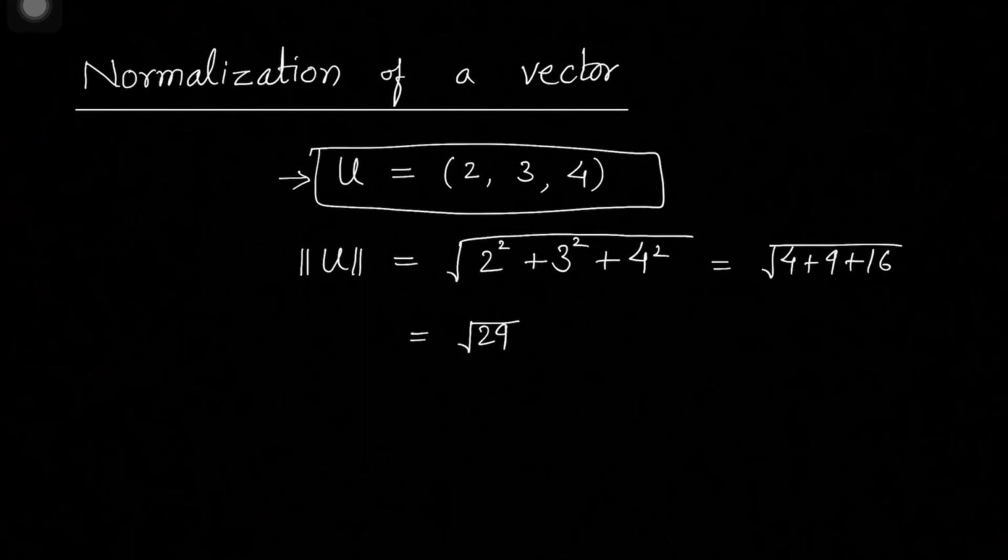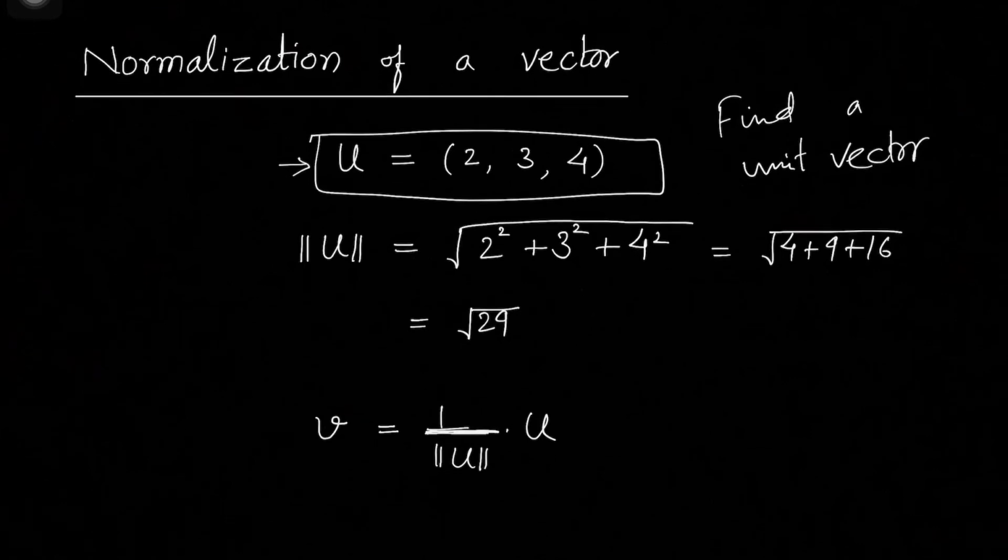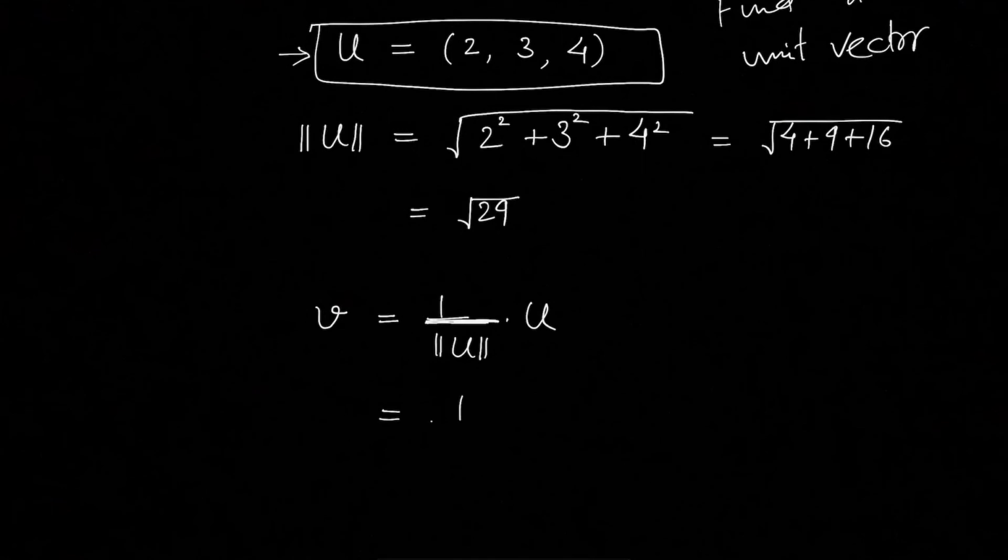So we have to find a unit vector in the direction of u. How to do it? It is given by this formula. If you multiply the vector by the scalar 1 upon norm of u, then you will get a unit vector in the direction of u. Norm of u is root 29. u is 2, 3, and 4.